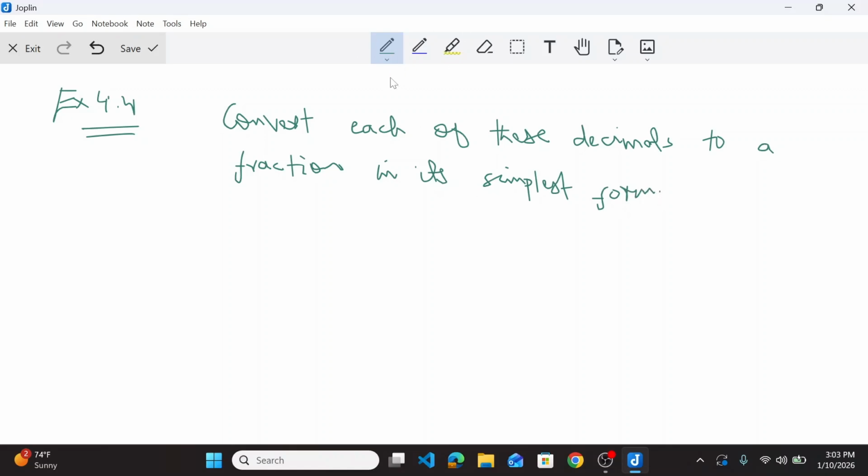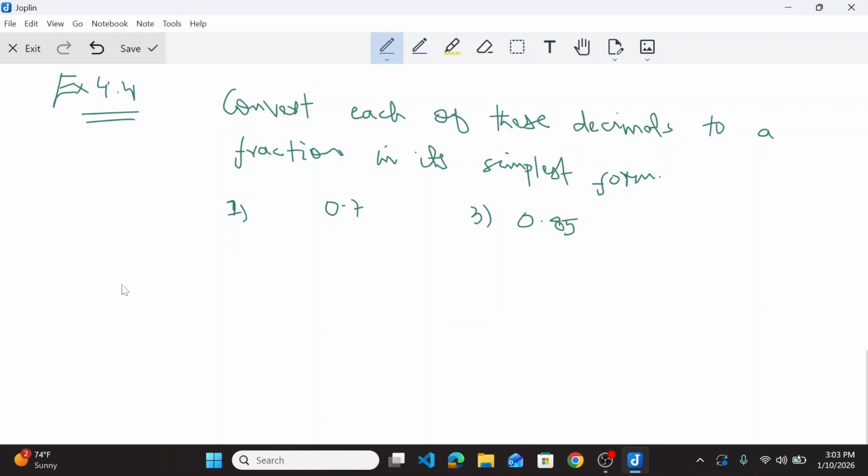Let's see. We have a question. Question 1 is 0.7, and 2, and 3 is 0.85. You have to convert into a fraction, and in the last you will simplify that. Let's solve it with this technique. Solution. You can also solve it easily.